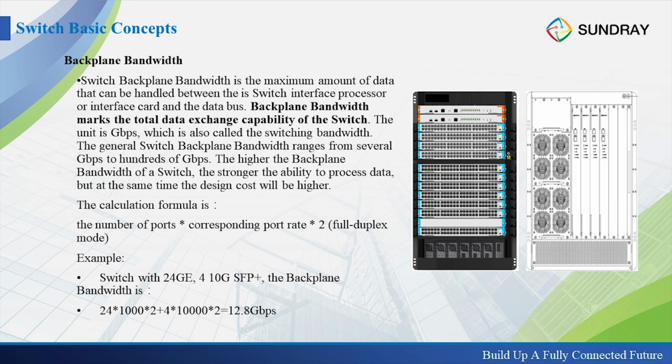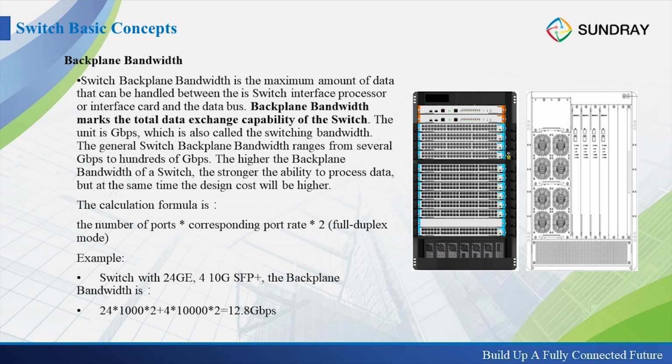So how do we calculate this parameter, the backplane bandwidth? Here, I'll give you an example. The calculation formula is here: the number of ports times the corresponding port rate, and then times two, because the exchange data is in duplex mode, right? So here I can give you an example of a switch.